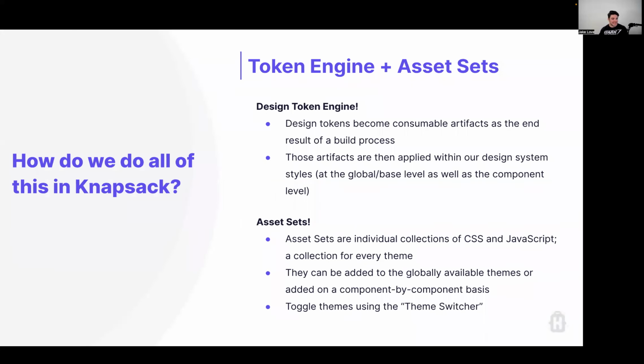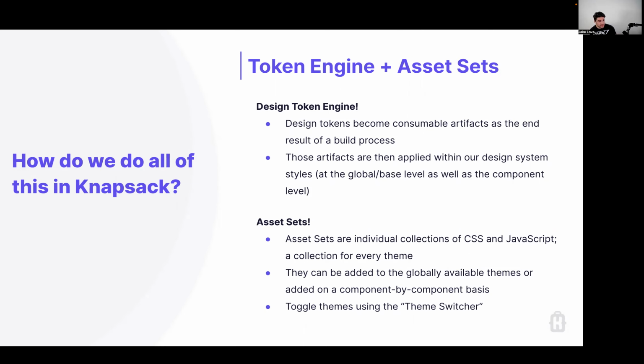Now, how do we do all of this inside of Knapsack? This kind of goes into the Knapsack enhanced process. Again, if you've been here for our past webinars, we've done entire sections talking about our token engine and what you can do with these tokens. You can find those on our website. And so, yeah, our design token engine, our design tokens that we have in this, they become consumable artifacts. So as people are adding these to our system and they're being documented because they're first-class citizens inside of our tool, you're just able to continue to use those and build off of them.